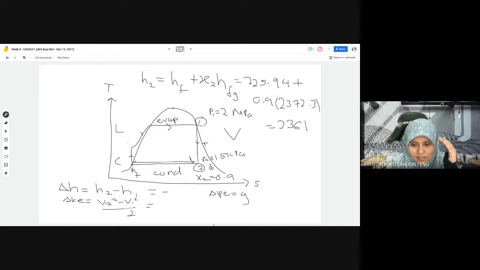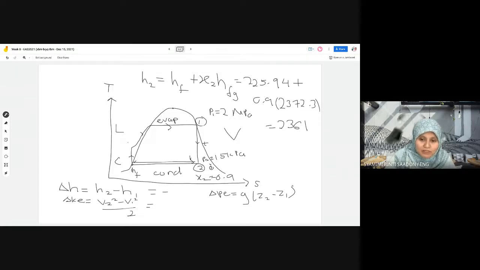Z2 minus Z1. Z2 is just the altitude. Okay, 10 minus 6, I think. Just 10 minus 6. Okay, so we see from here, 6 minus 10, sorry. So the potential energy is also decreasing.